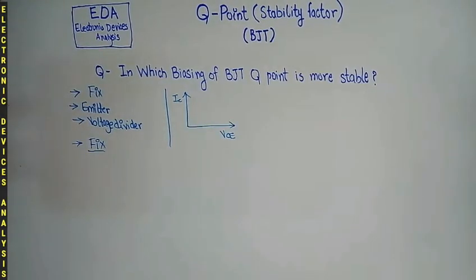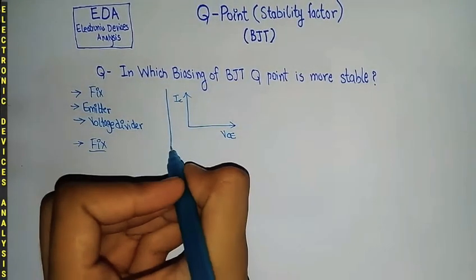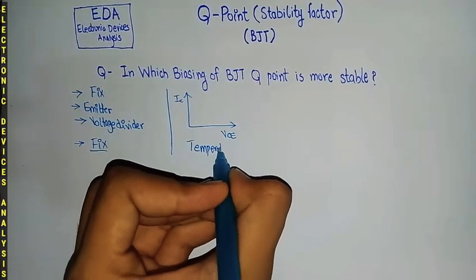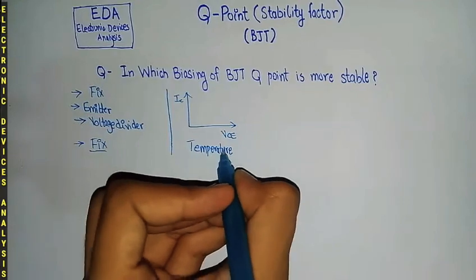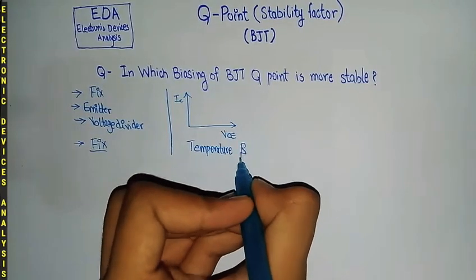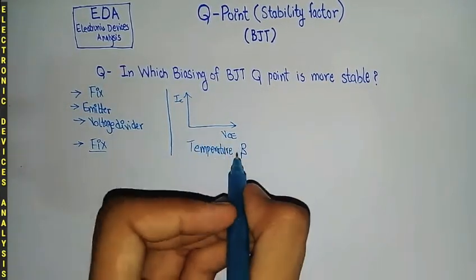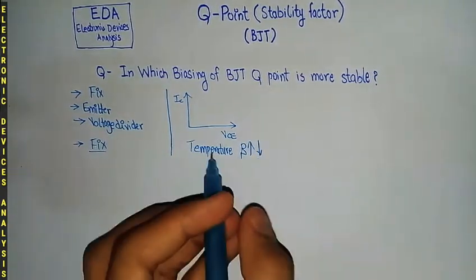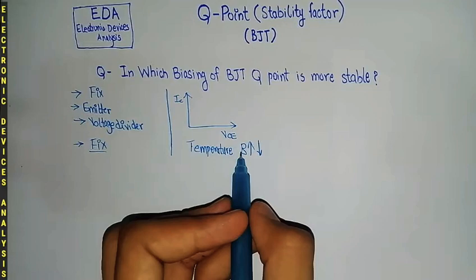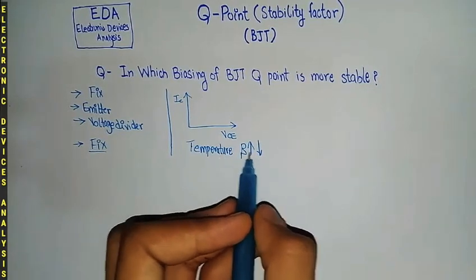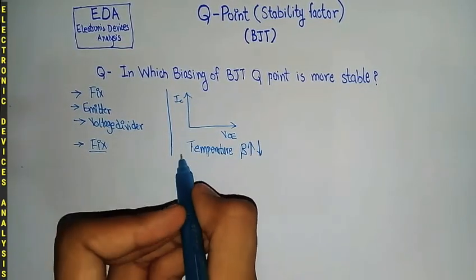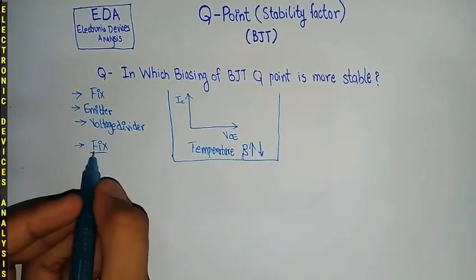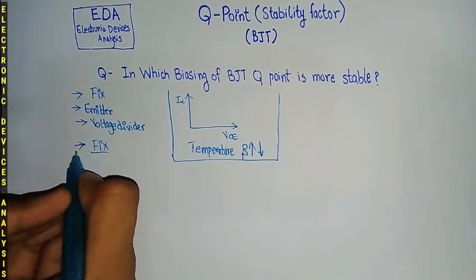And the second thing which I would like to say to you is the temperature effect. In the temperature effect, your beta, the amplification factor, will increase or decrease with the temperature. If temperature increases, beta increases; temperature decreases, beta decreases. So by taking these two concepts, we will see the fixed biasing.